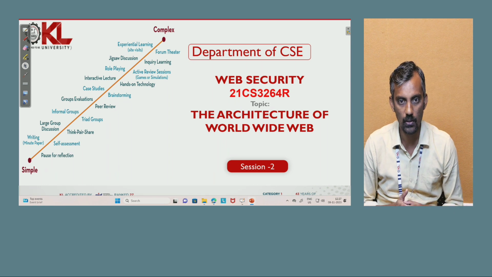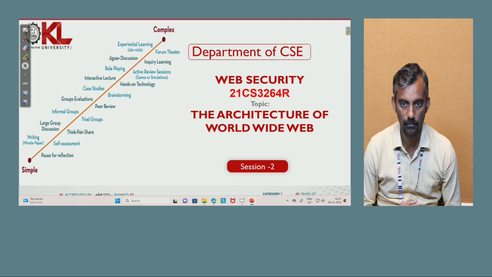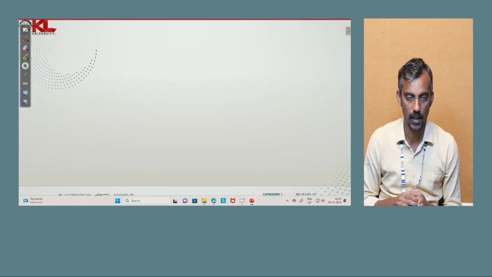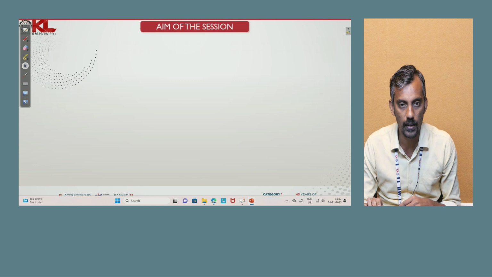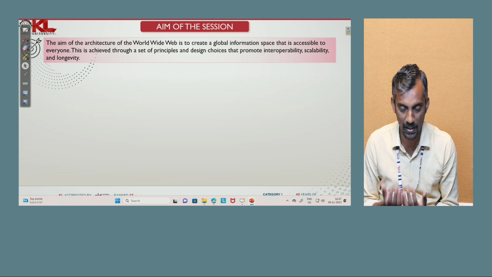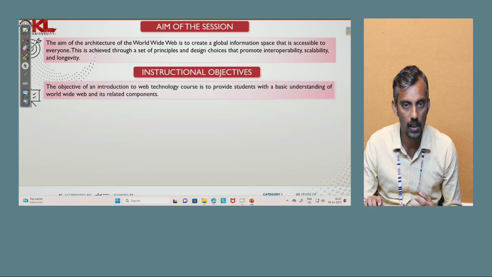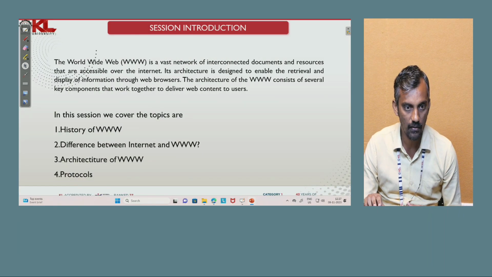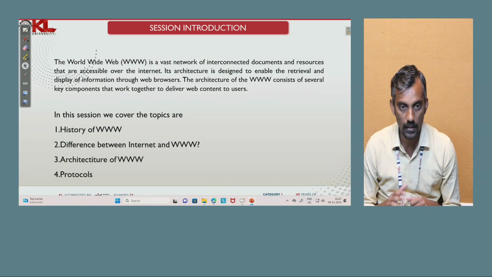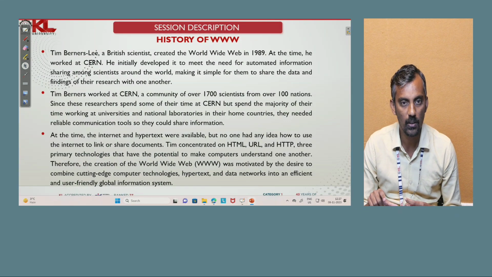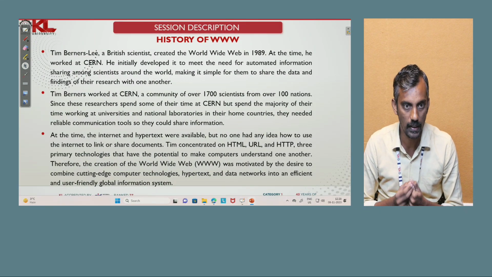So, today's topic is the architecture of the World Wide Web. In the previous session, we discussed what web technologies are, what a web server is, and why we go for web servers. In today's session, we will discuss what the WWW is, the various architectures of the World Wide Web, and what protocols are used.